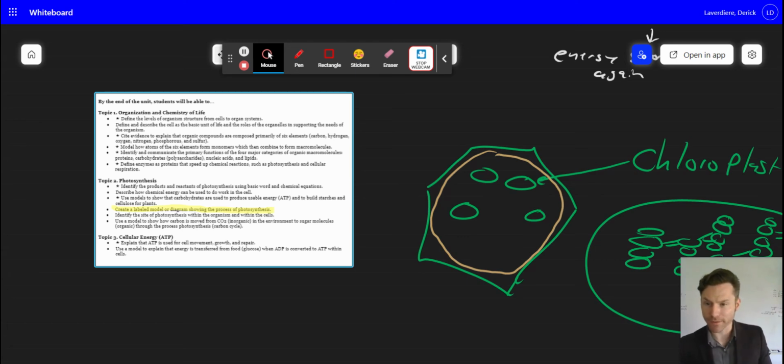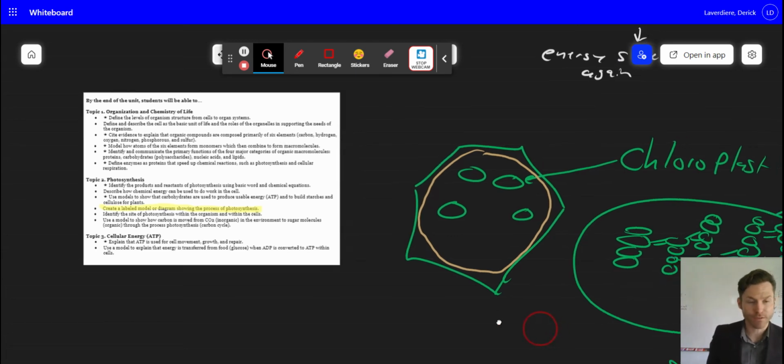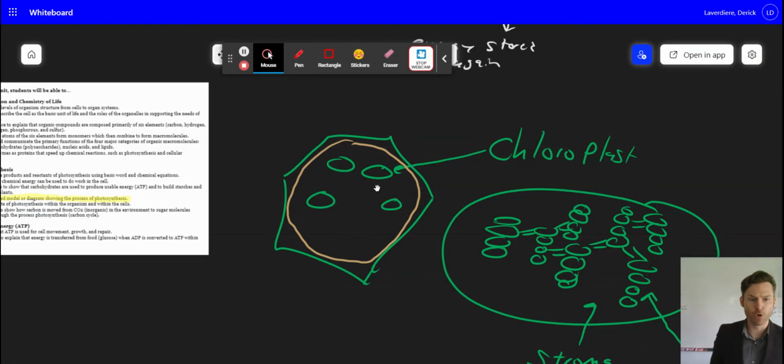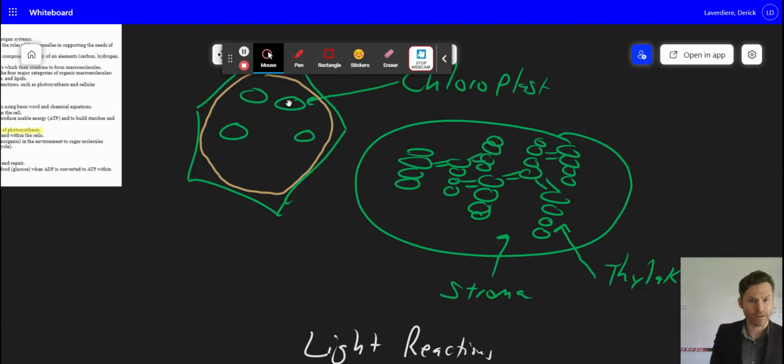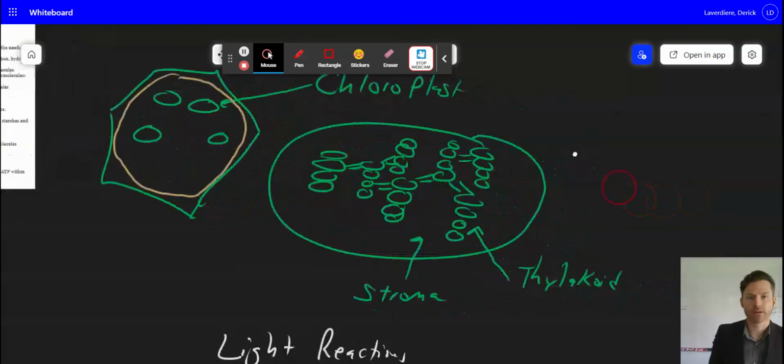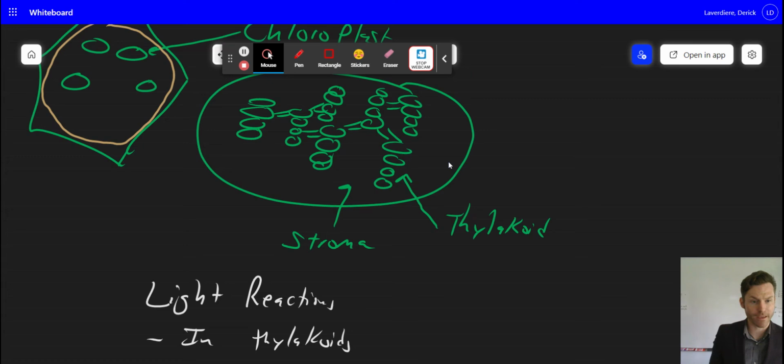Next, the bullet point tells us to create a labeled model or diagram showing the processes of photosynthesis. All right, so here I've drawn a beautiful plant cell. You can tell it's a plant cell because I've drawn a rigid cell wall around it. Inside of my plant cell, I have the organelle, the chloroplasts. I've drawn 4 chloroplasts in this plant cell. I zoomed in on my chloroplast here. So this is one chloroplast.